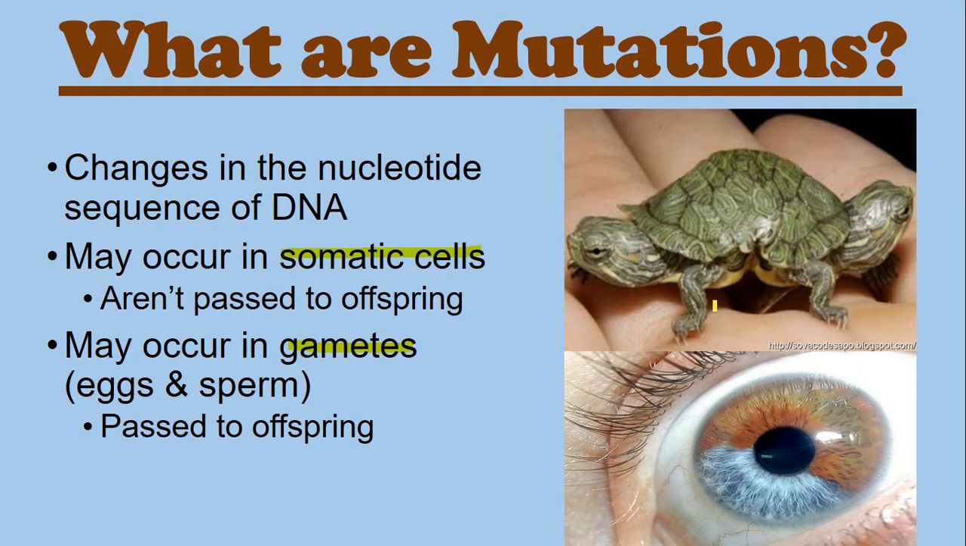As you can see to the right, here's a couple mutations. Here's a two-headed turtle, and at the bottom, this is a person with two different eye colors in one eye. I actually had a student that had something similar to this. It was really small, a little sliver of green in their brown eye, but they had a mutation. So I refer to it every time I talk about the subject.